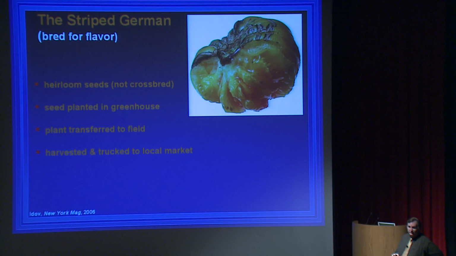Heirloom seeds are used, so it's not crossbred to create some modified version of the original tomato. It is the original tomato. The seeds are planted in a greenhouse. They're then transplanted into the field. They're harvested and trucked to the local market without much stuff going on them.